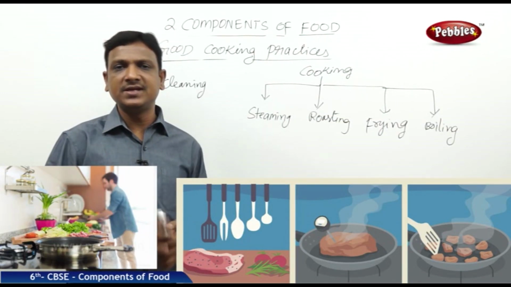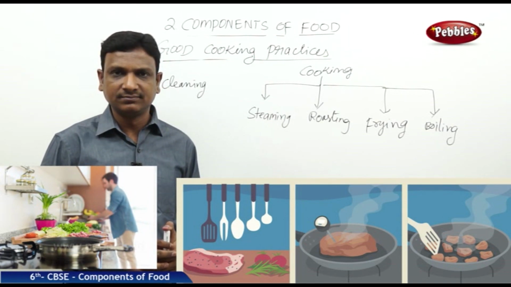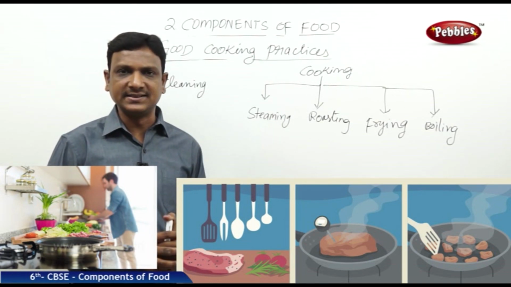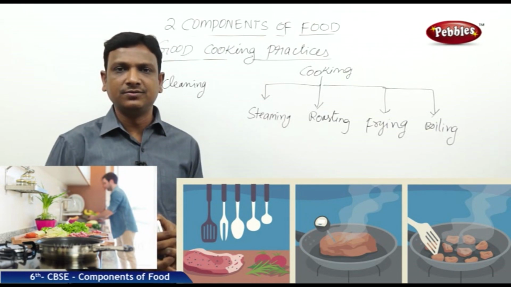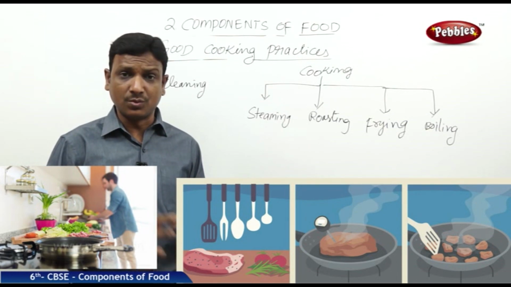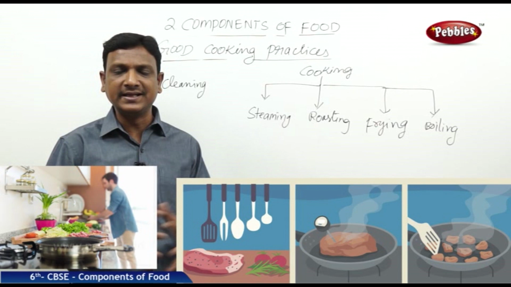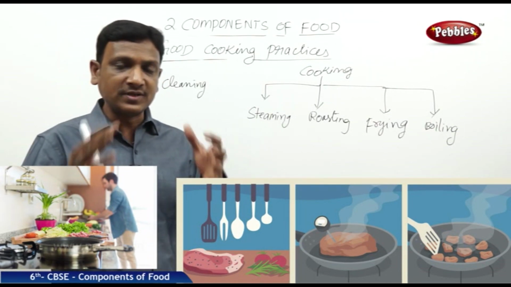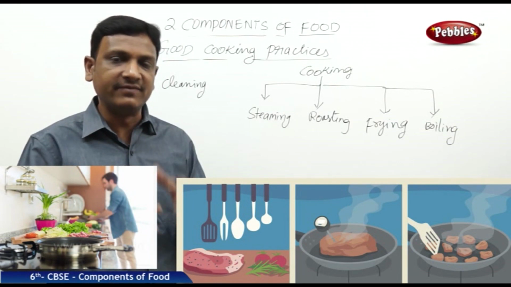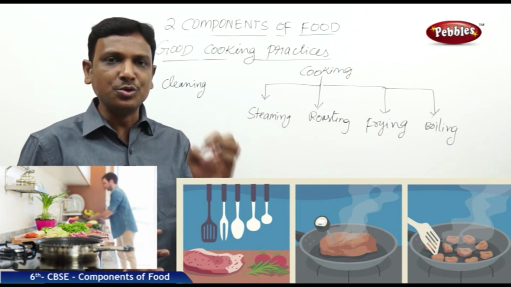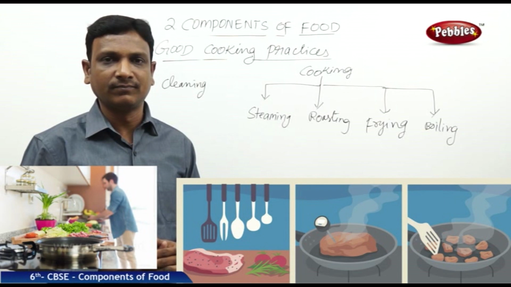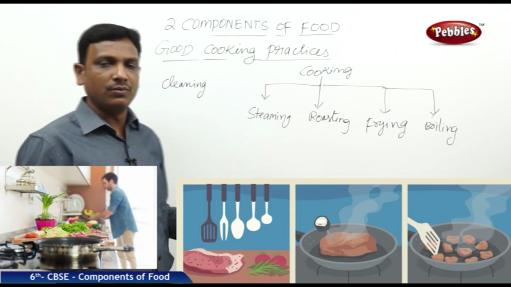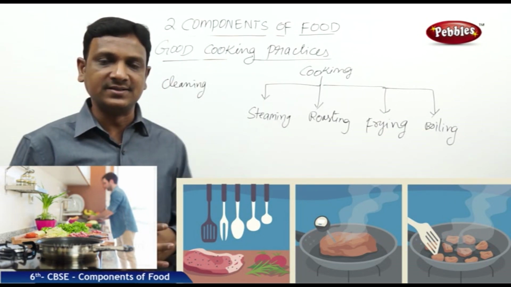So here, by choosing a balanced diet, we made a plan for today's lunch. So what items are to be prepared? We gathered all the ingredients and we have a perfect plan to make a balanced diet. Here the process of making is also very important to retain the nutritive value of the food, right? So, the cooking practices, good cooking practices.